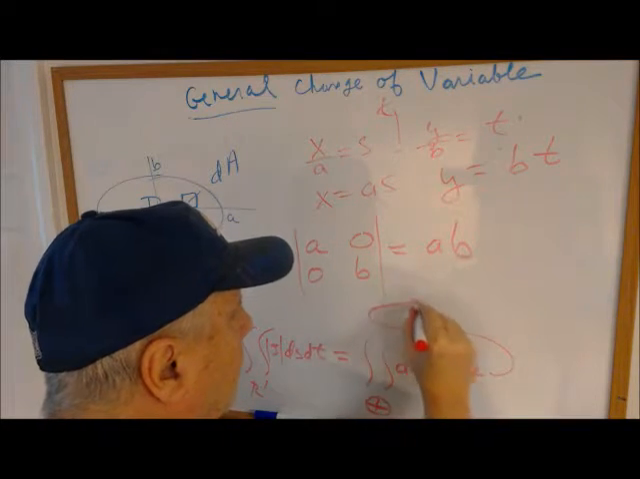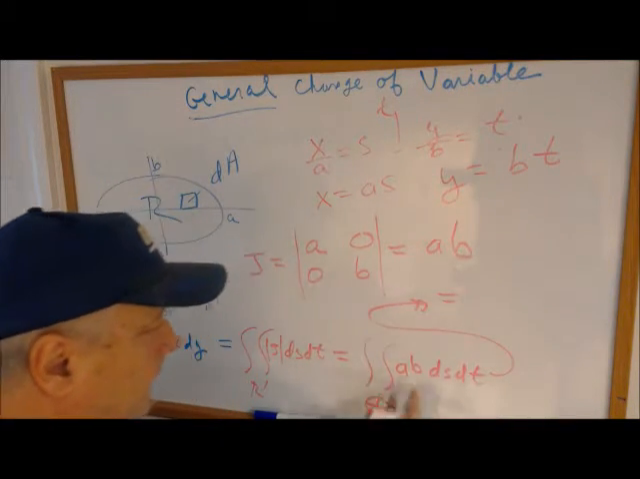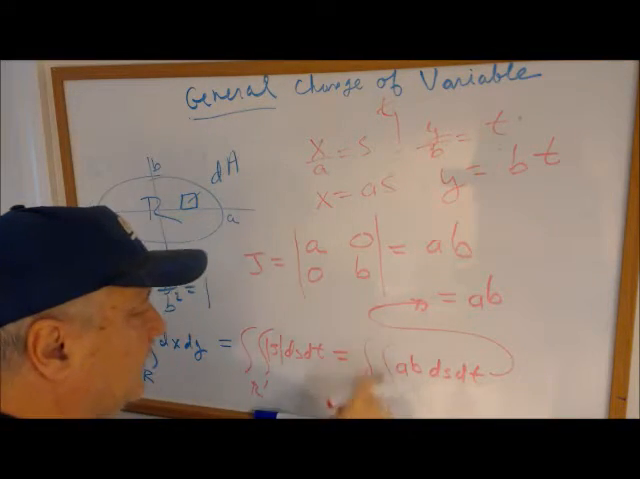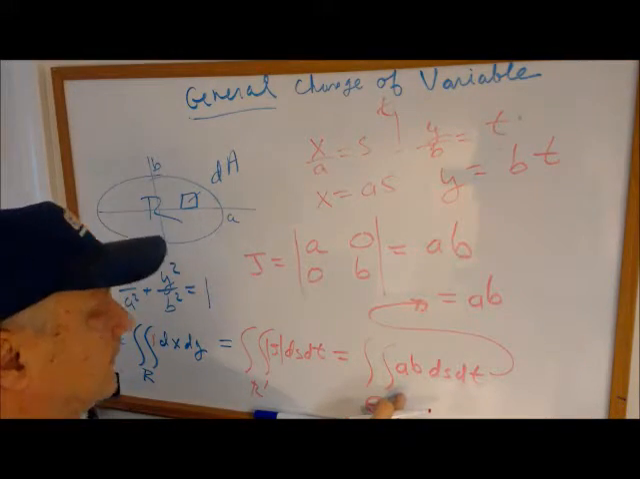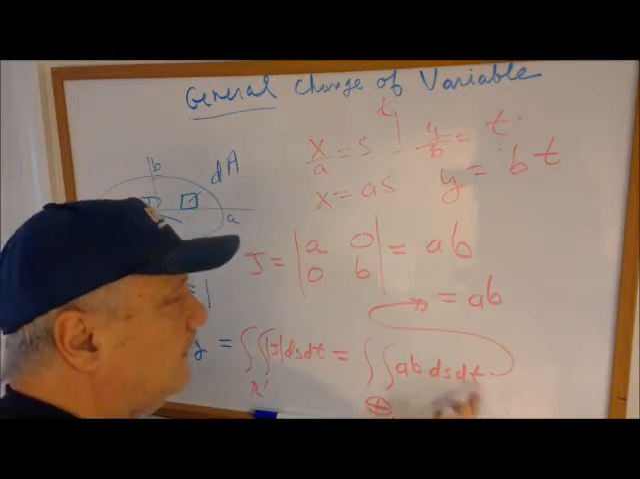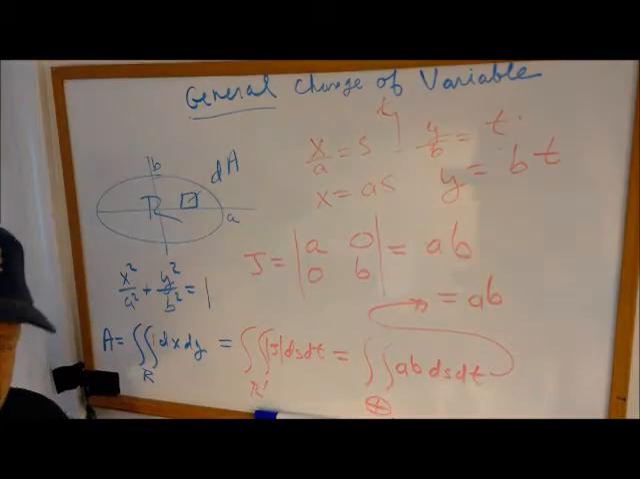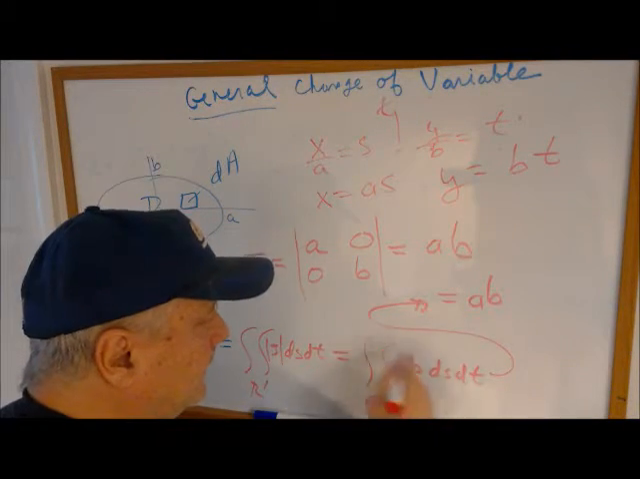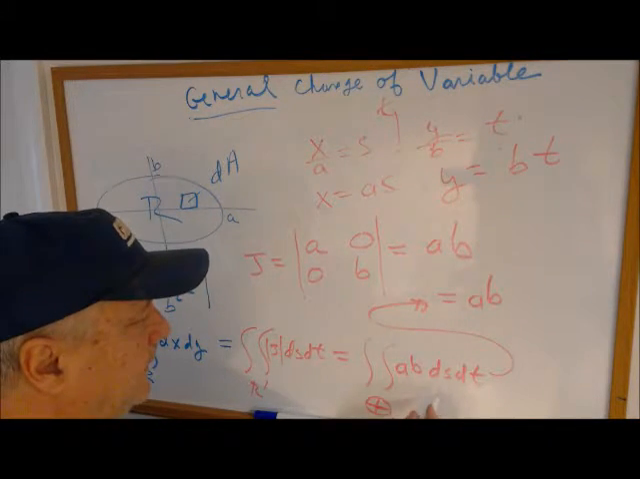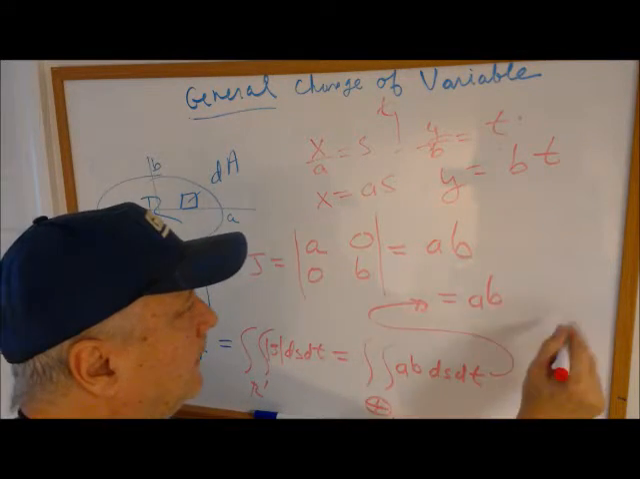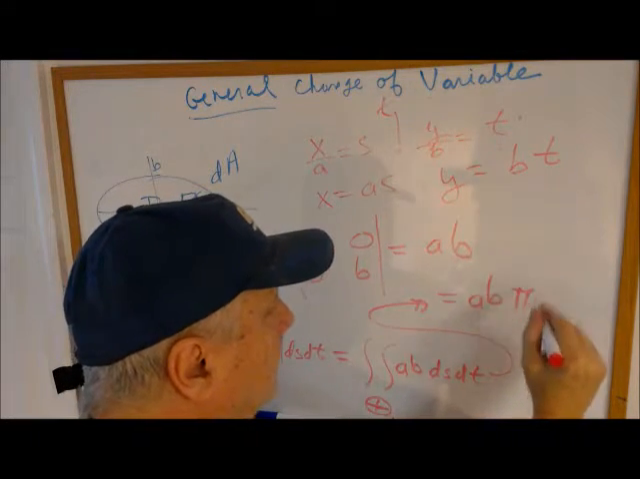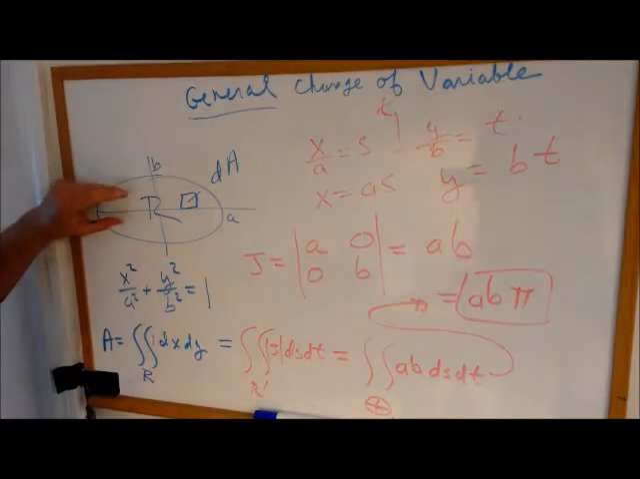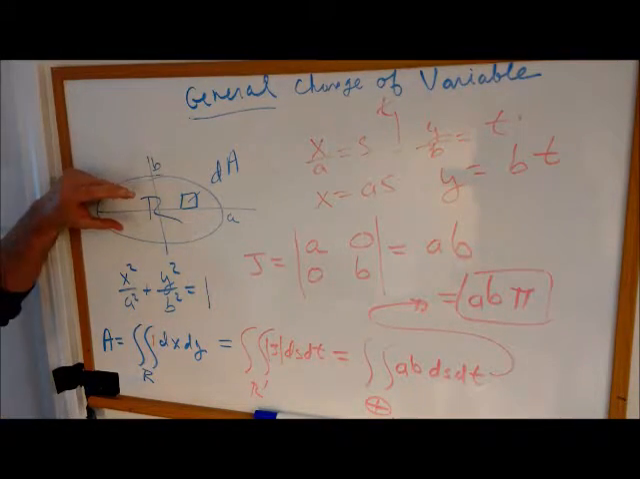And this is equal to, this is a constant, ab. And what's the double integral over the unit circle of ds dt? What's the area of the unit circle? Pi r squared, but r is 1, so it's just pi. So this double integral is just pi. And so that's the answer. This is the area of the original problem, the area of the ellipse.